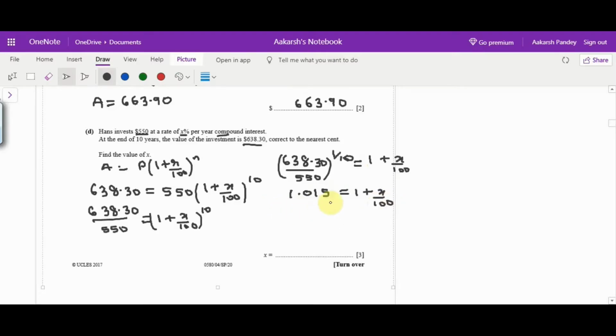Now I'll subtract 1 from both the sides. So I get 0.015, that is X by 100. So I'll just take this 100 which is in the denominator on the RHS to the LHS. So this will imply that X is 1.5%. So x is equal to 1.5%.